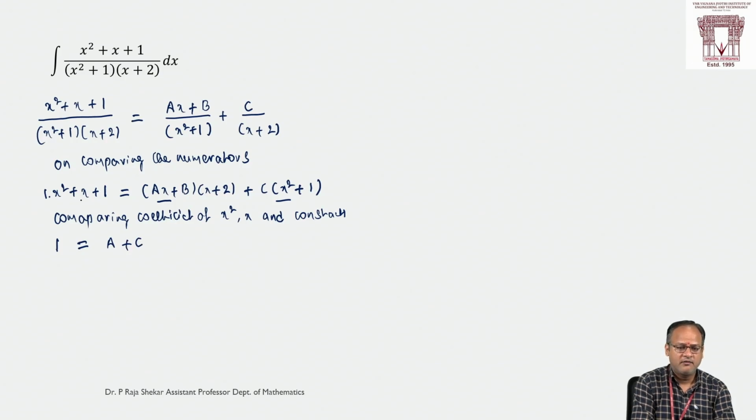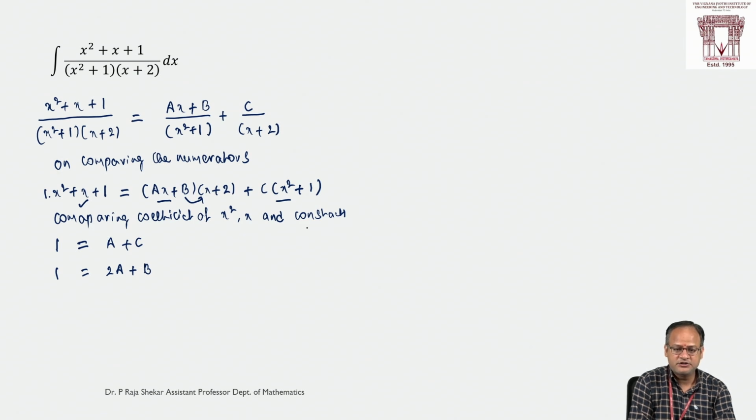Next, the x coefficient. What do we have? The x coefficient on the left hand side is 1, and on the right, upon multiplying ax by 2 it is 2a, and multiplying b to x we have b. Here we do not have any x term in c times x square plus 1, only x square and constant. So the coefficient of x is 2a plus b.